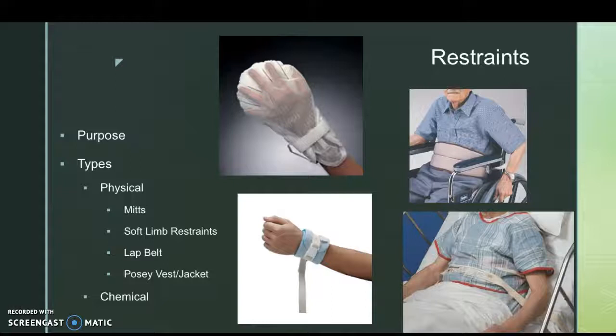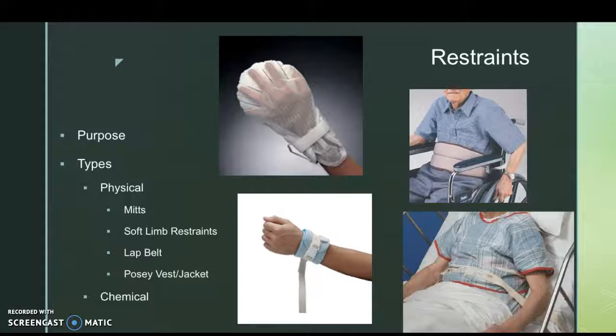The one right underneath that could be called a wrist restraint or soft limb restraint. It is Velcro, the blue part is Velcro, and then it snaps into place. And then you see the strap hanging down. That strap would then be tied to a bed or a chair, something that would restrict the movement of the arm itself. But you notice that the hand is still functional.